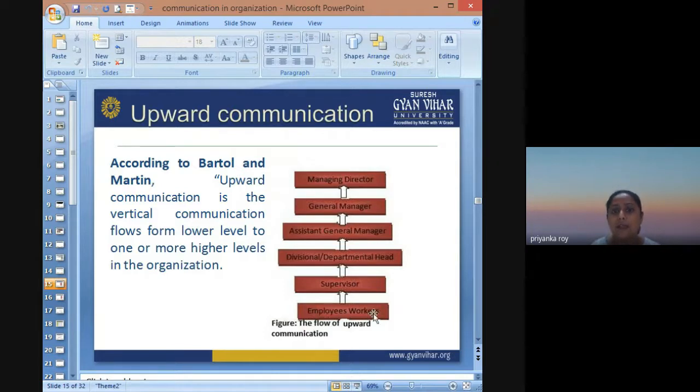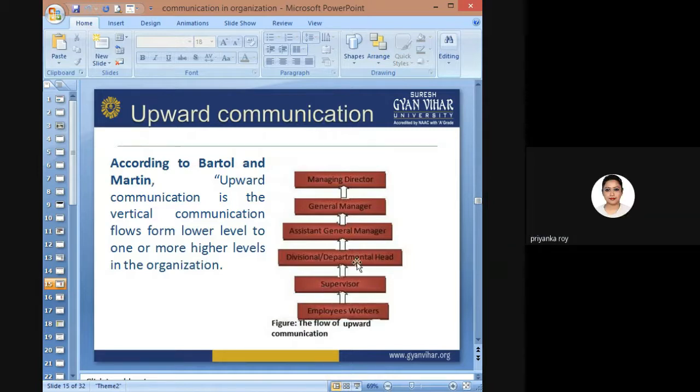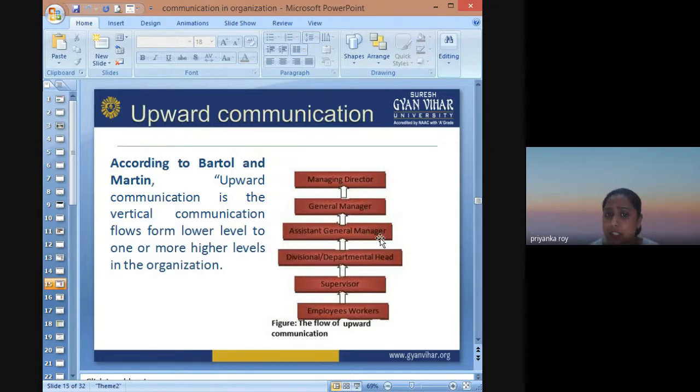Suppose a worker has some complaint regarding some equipments or machinery in the production line. So he will inform it to the supervisor. Supervisor will inform it to the departmental head. Departmental head will make a report and inform it to the assistant general. And if this case is very high, this will go again to the general managers, and this general manager will communicate this information to the managing director.